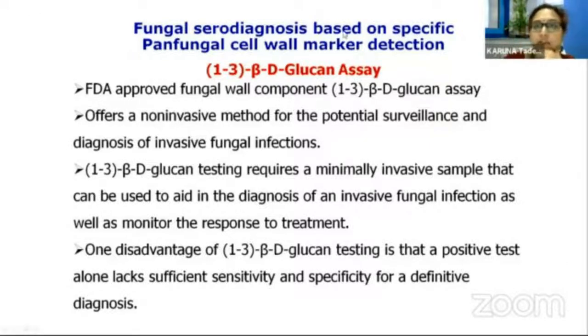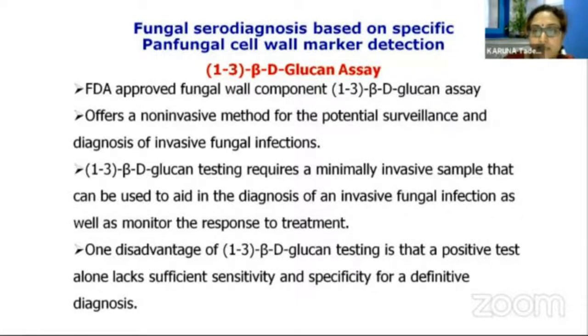Now coming to fungal serodiagnosis based on specific pan-fungal cell wall markers like the 1,3-beta-D-glucan assay. There is an FDA-approved fungal cell wall component assay, the 1,3-beta-D-glucan assay, and it offers a non-invasive method for the potential surveillance and diagnosis of invasive fungal infections.